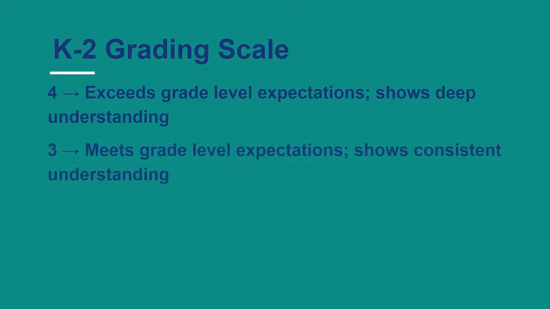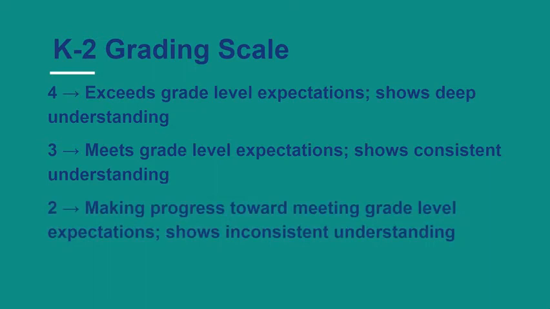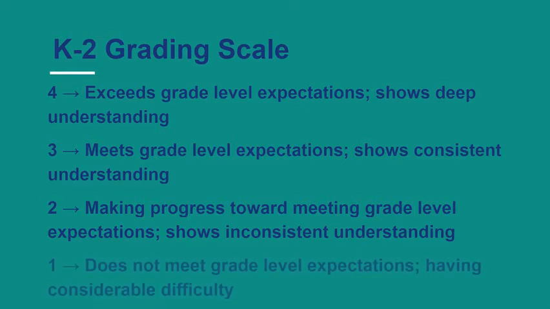A level 3 is the goal for all of our students, which is meets grade level expectation, shows consistent understanding. And that consistency is key when we differentiate between a level 3 and a level 2. A level 2 is defined as making progress towards meeting grade level expectations and shows inconsistent understanding. And a level 1 is defined as does not meet grade level expectations, having considerable difficulty.